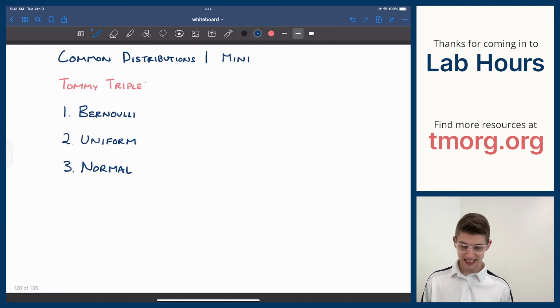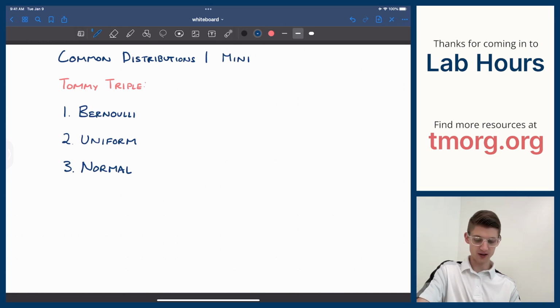Hopefully you will join us next time in lab hours, where we're going to start getting into the really fun stuff in the course, which is the common probability density functions, or the distributions, right? They have super cool special properties that let us do super cool special things with them. We'll talk about the Bernoulli distribution, the uniform distribution, and then we're going to get into the normal distribution, which is where this class really starts to pick up.